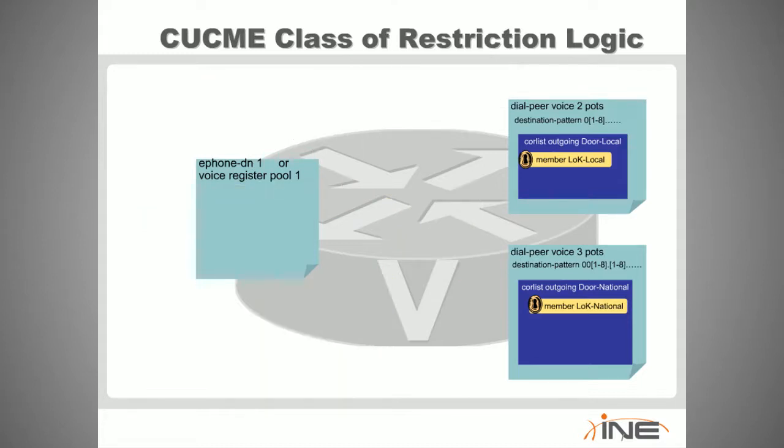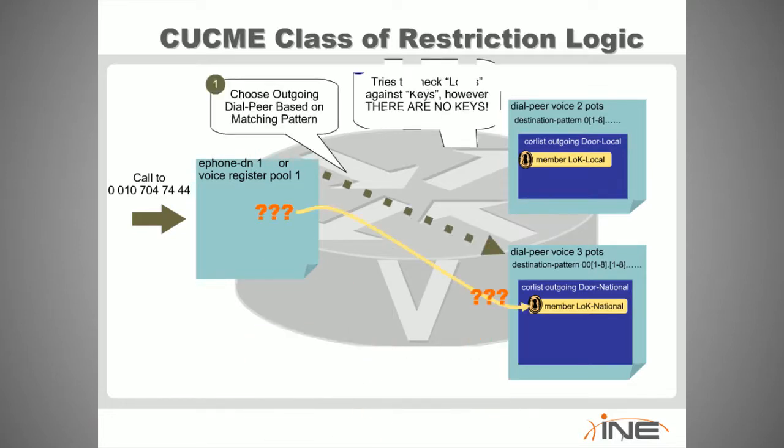Now here's the exception. Now we've got a call to 0010-704-7444, and we can see that either our inbound ePhone DN or inbound voice register pool, depending on whether we've picked up our Skinny or SIP phone respectively, and placed a call in through the CME out to the PSTN, to the national number. Again, first the dial peer is matched, but then we see that we try to check the locks on the outbound door against the keys on the inbound key ring. However, there's no keys. In fact, there's no key ring.